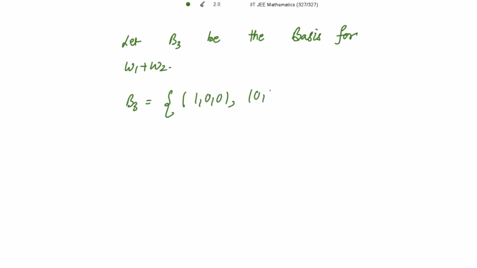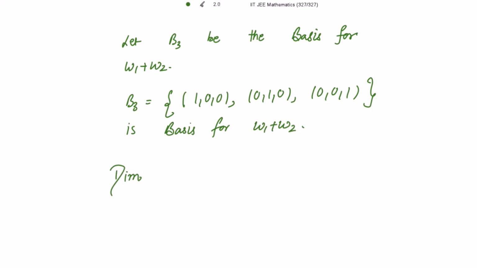So let B3 be the basis for the sum of W1 and W2. So we are getting the unique basis of W1 plus W2 as (1, 0, 0), (0, 1, 0) and (0, 0, 1). So this is the basis for the sum of the subspaces W1 and W2. And how many elements are present in the basis? 3. So the dimension of the sum of the subspaces is equal to 3.